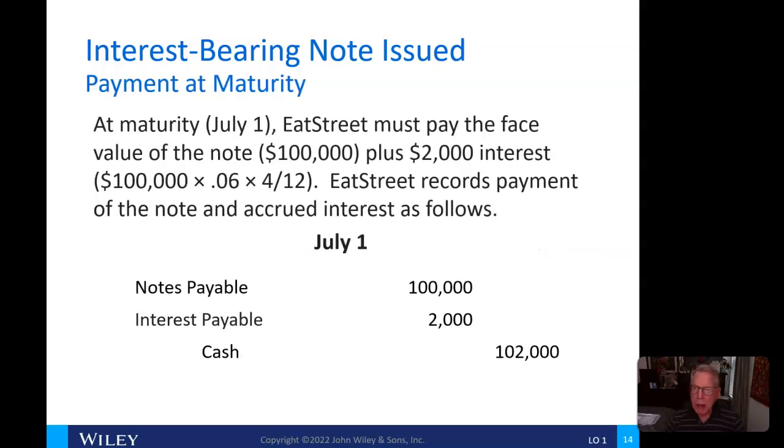Then on July 1, 1 day later, Eat Street must pay the face value of the note, 100,000 plus the $2,000 of interest. So we would make the notes payable wash out because we're paying off that note, so it zeroes out. We are zeroing out the interest payable that we did on June 30th and paying the entire amount of $102,000 in cash on July 1.